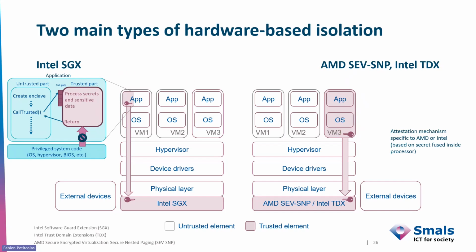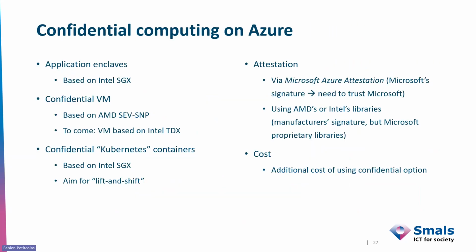And based on that, you have the infrastructure providers who offer different levels of abstraction. So on the Azure system from Microsoft, you can use what they call application enclaves, which are based on the Intel SGX technology. So then you have to redefine your application and define, as I said earlier, what part of your application will be running in the secure environment and what part will not.